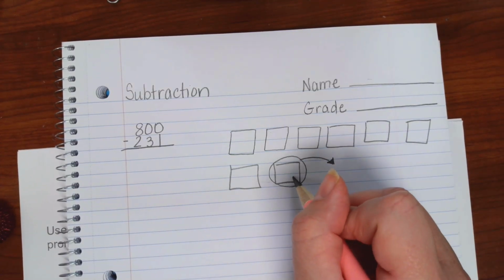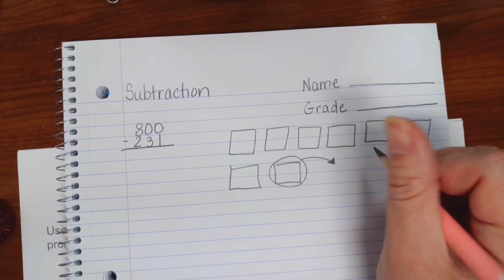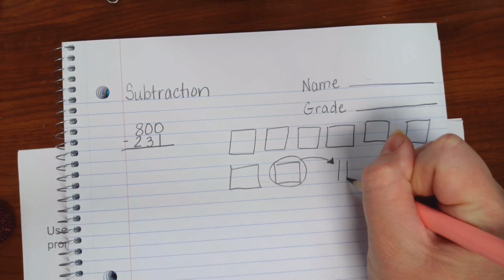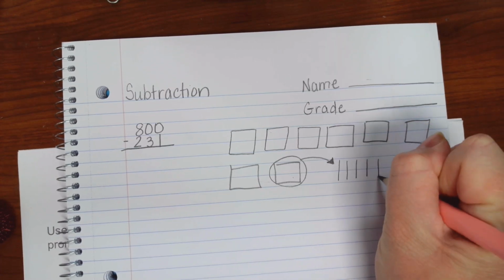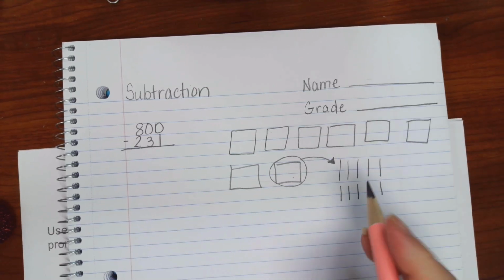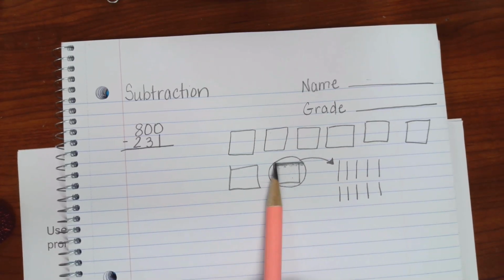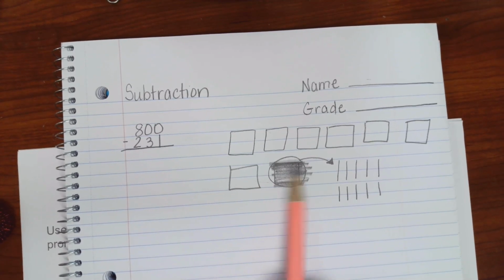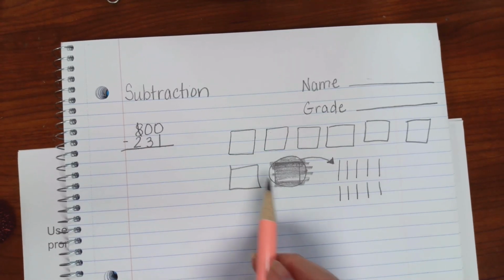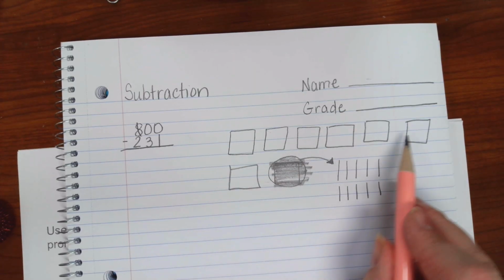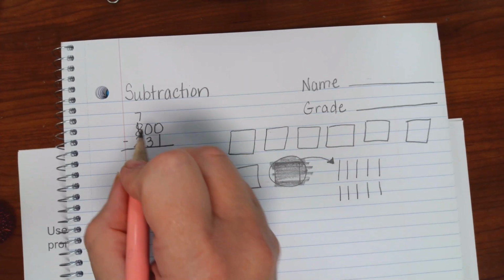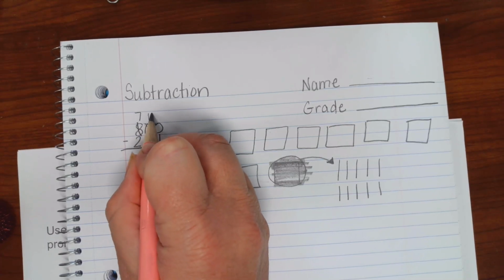100. Now there's 10 tens in 100. So 1, 2, 3, 4, 5, 6, 7, 8, 9, 10. There's 10 tens. So this 100 is gone. So I don't have 800 anymore. I have 700, and I have 10 tens.